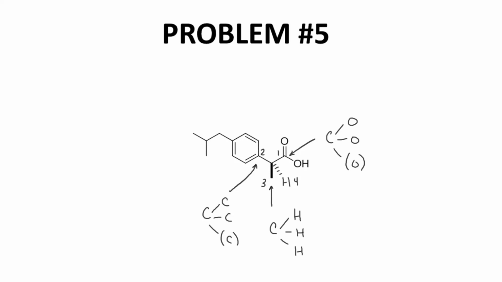Now, since our low priority group, the hydrogen, is back, once we assign this rotation about this carbon, we're pretty much done. So that's 1 to 2 to 3. That is a counterclockwise rotation. Therefore, the configuration of this carbon is S, and this particular molecule is called dexibuprofen. This is a single enantiomer of ibuprofen, which is a common over-the-counter anti-inflammatory.